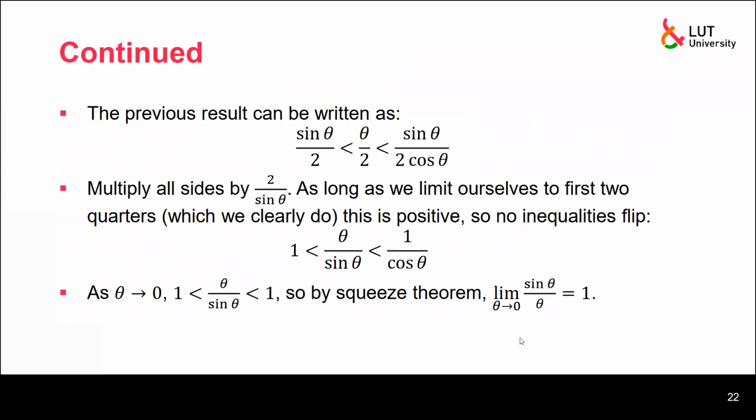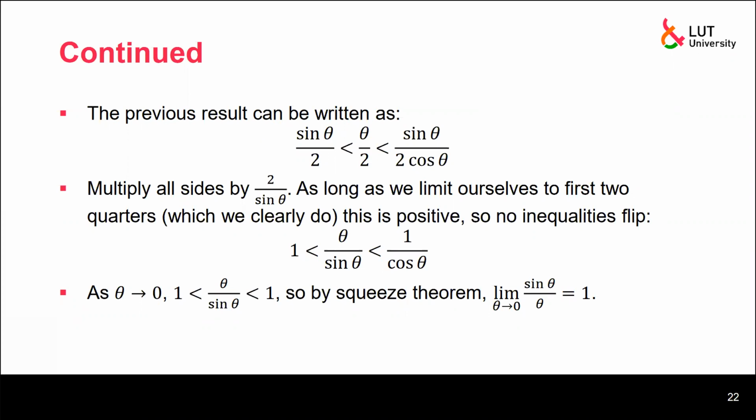So when we know that the inside triangle is smaller than the sector, which is smaller than the outside triangle, we get this sine theta over 2 is smaller than theta over 2 is smaller than sine theta over 2 cos theta. And now we're going to multiply all sides by 2 over sin theta.